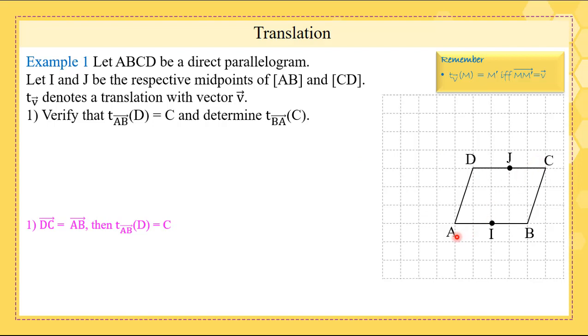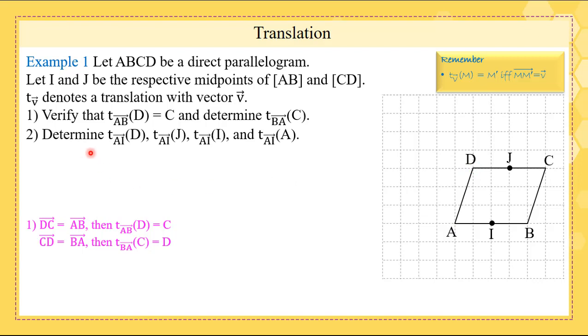Now, since DC vector is equal to AB vector, then the translation of the point D by vector AB must be the point C. And since CD vector is equal to BA vector, then the translation of the point C by vector BA is the point D. Part 2. Determine the translation of D, J, I, and A by the same vector AI. Since DJ vector is equal to AI vector, then the translation of the point D by vector AI must be the point J. And since JC vector is equal to AI vector, then the translation of the point J by vector AI is the point C.